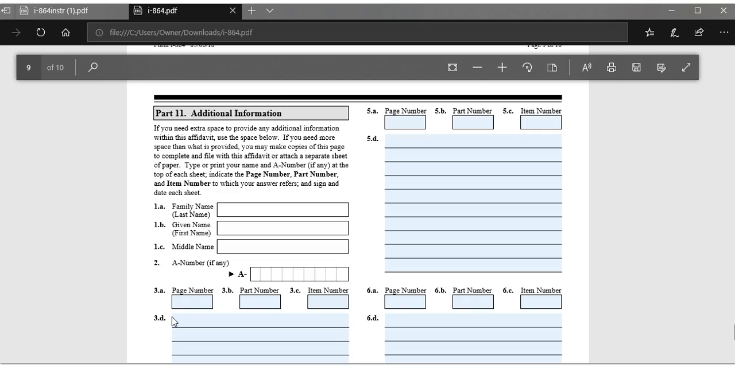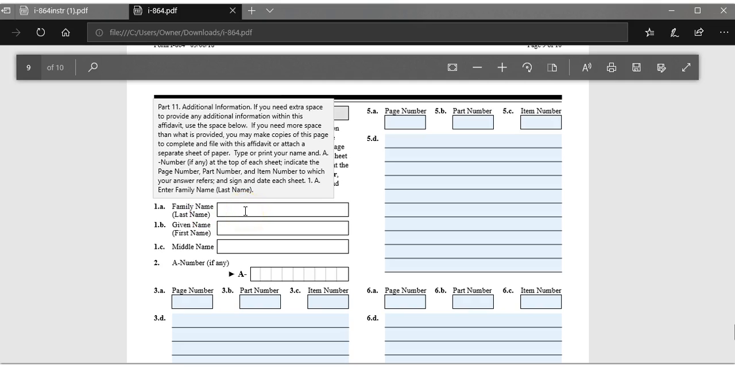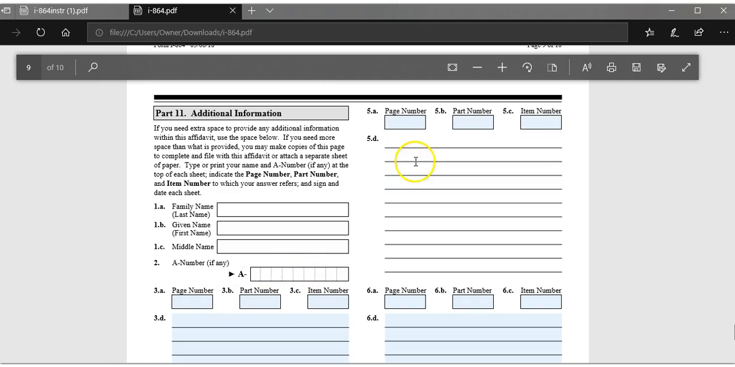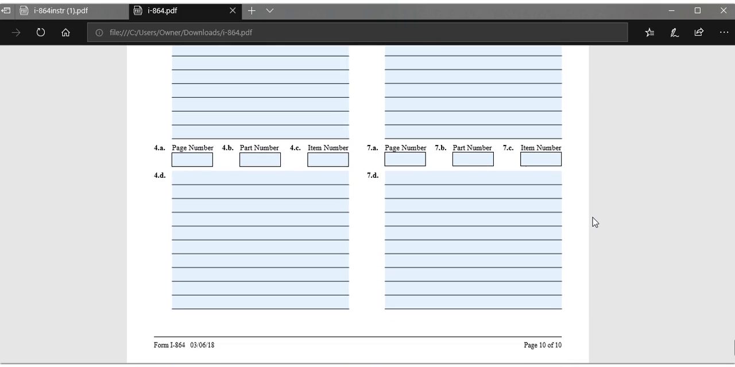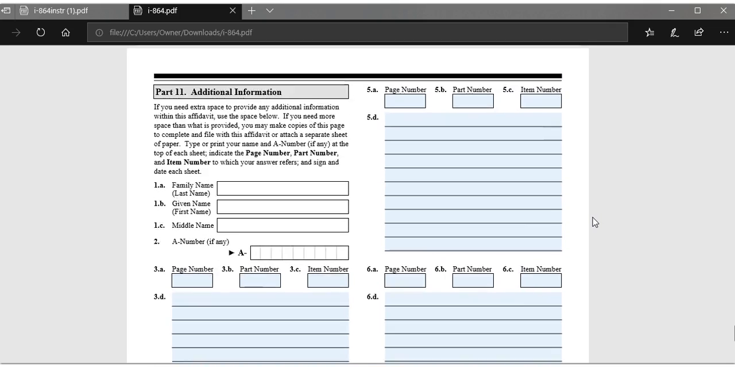Type or print your name and the A number if applicable. At the top of each sheet, indicate the page number, part number, and item number to which your answer refers, and sign and date each sheet. And here is gonna be additional information about the sponsor. So of course, the A number, and then if you have any other information that you didn't have a space for in the other area of the form, you have all this to write it down.